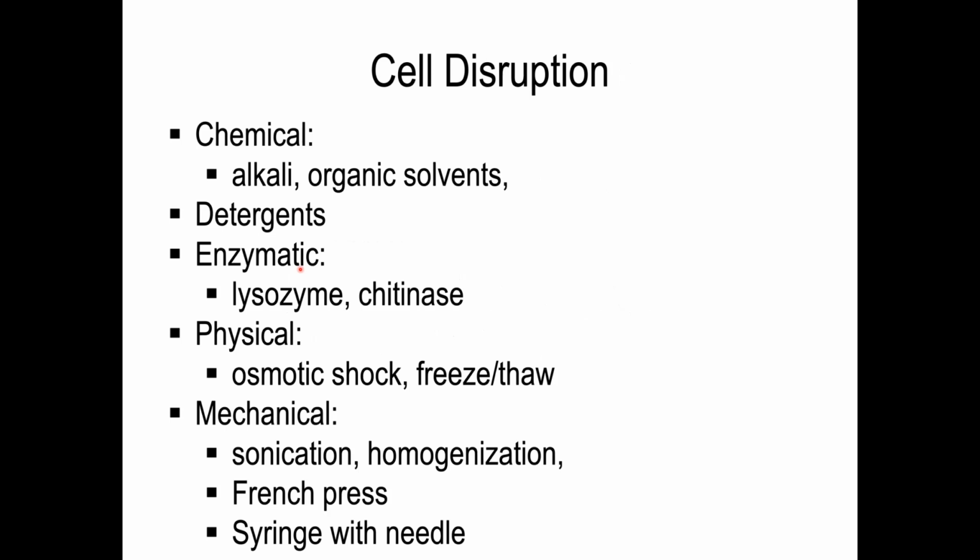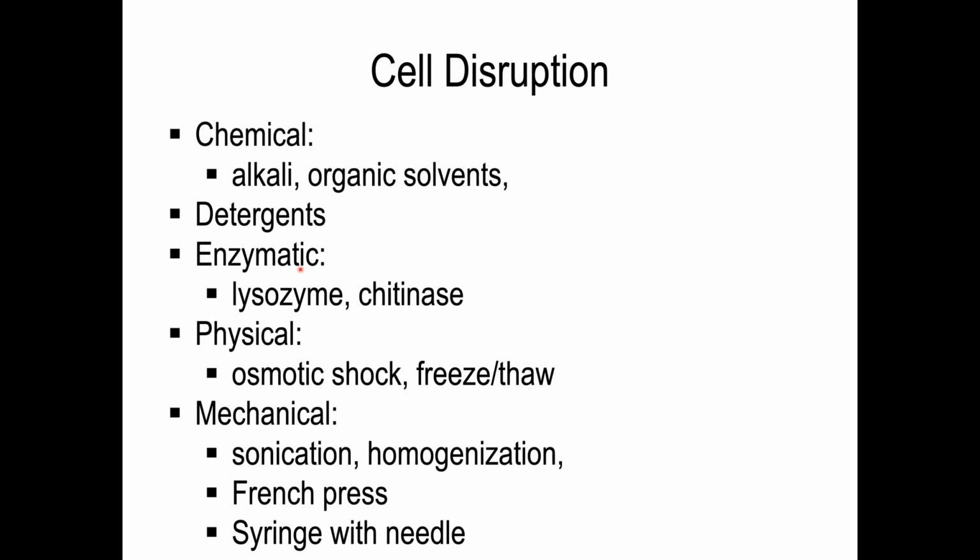Now, how do you disrupt these cells? Chemically, you have several options for disruption. You can take alkaline conditions, you can take organic solvents that dissolve the lipids, you can take detergents to solubilize membranes. There are enzymatic activities as well that you can apply, like lysozyme or chitinase to digest away the cell wall, so to say. There are physical treatments.